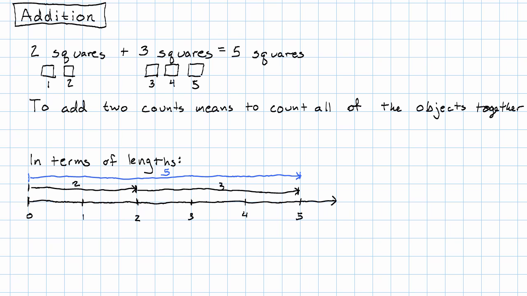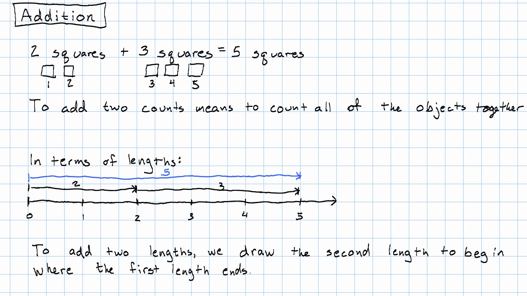To add two lengths, then, we draw the second length to begin where the first length ends. Now, why do we do this? We're not doing this to discover that 2 plus 3 is 5. That's a fact that we were previously aware of. The reason that we're doing this is to see why 2 plus 3 is 5. This will help us when we go to work with more complicated numbers.